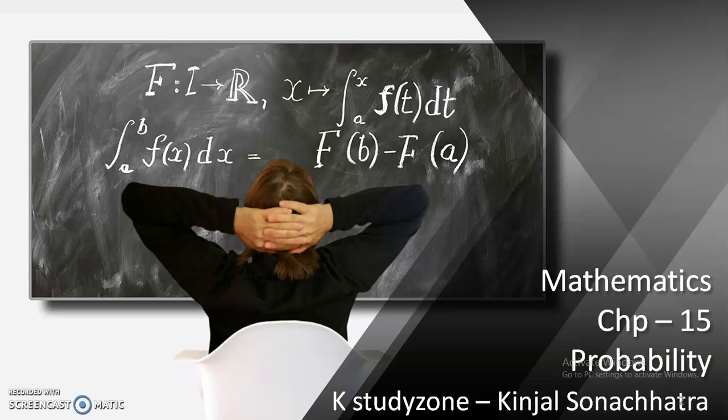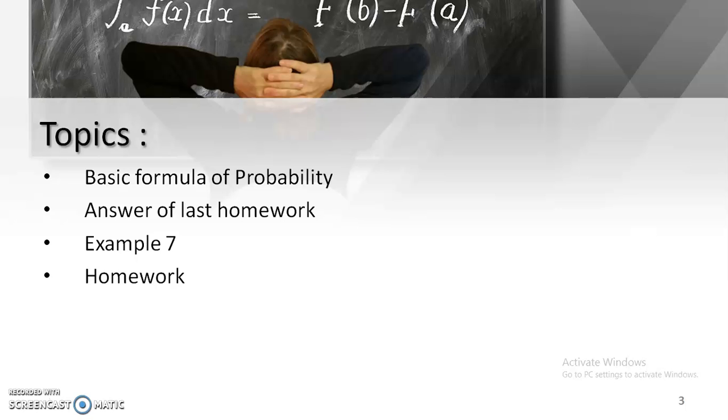This is the 13th tutorial of probability, chapter 15 of standard 10th. In the last session, we discussed example 6, and the second question was left. So we will discuss it as well as example 7. Don't waste time and go to the session. Today's topics are the basic formula of probability, the answer of last homework, example 7 and, obviously, homework.